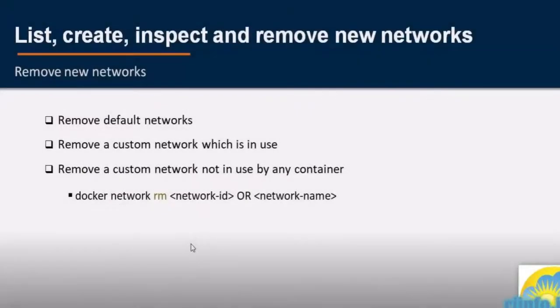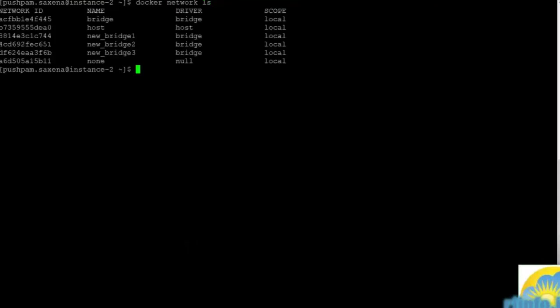In this nugget, we are going to learn about removing networks from the Docker host. First, let's try removing the default network from the host. So let's get back to our host. First, I'll run docker network ls to list the available networks on this host. Okay, so out of these, the bridge, host, and none are the default networks.